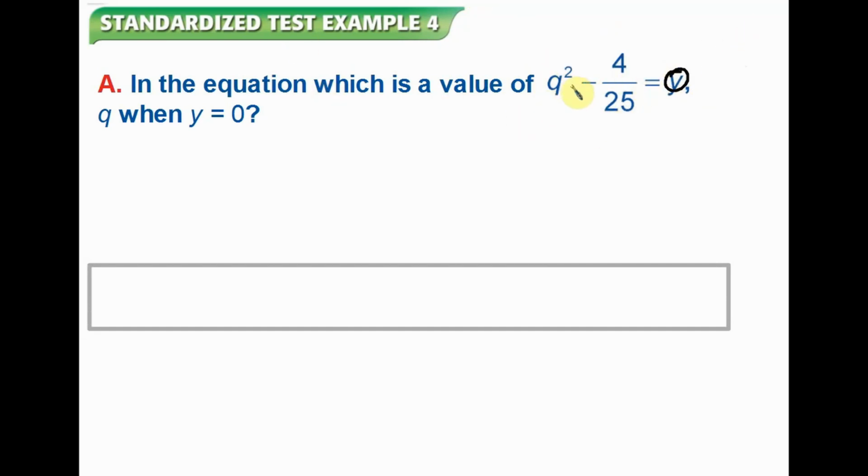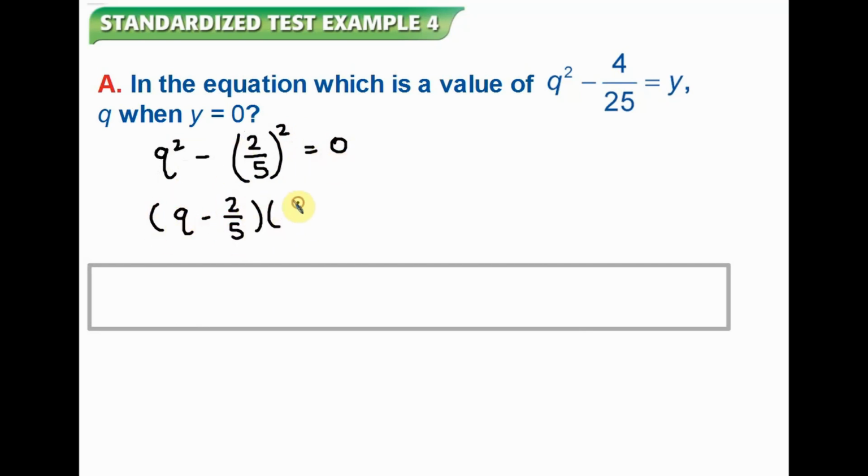So in here, let's say q squared is a square of q. 4 over 25, both numbers 4 and 25 are perfect squares. So 4 is 2 squared and 25 is 5 squared. So let me rewrite this. You're having q squared minus 2 over 5 squared is equal to 0. Since this is following a squared minus b squared form, I can write this as q minus 2 over 5 times q plus 2 over 5. This is equal to 0.